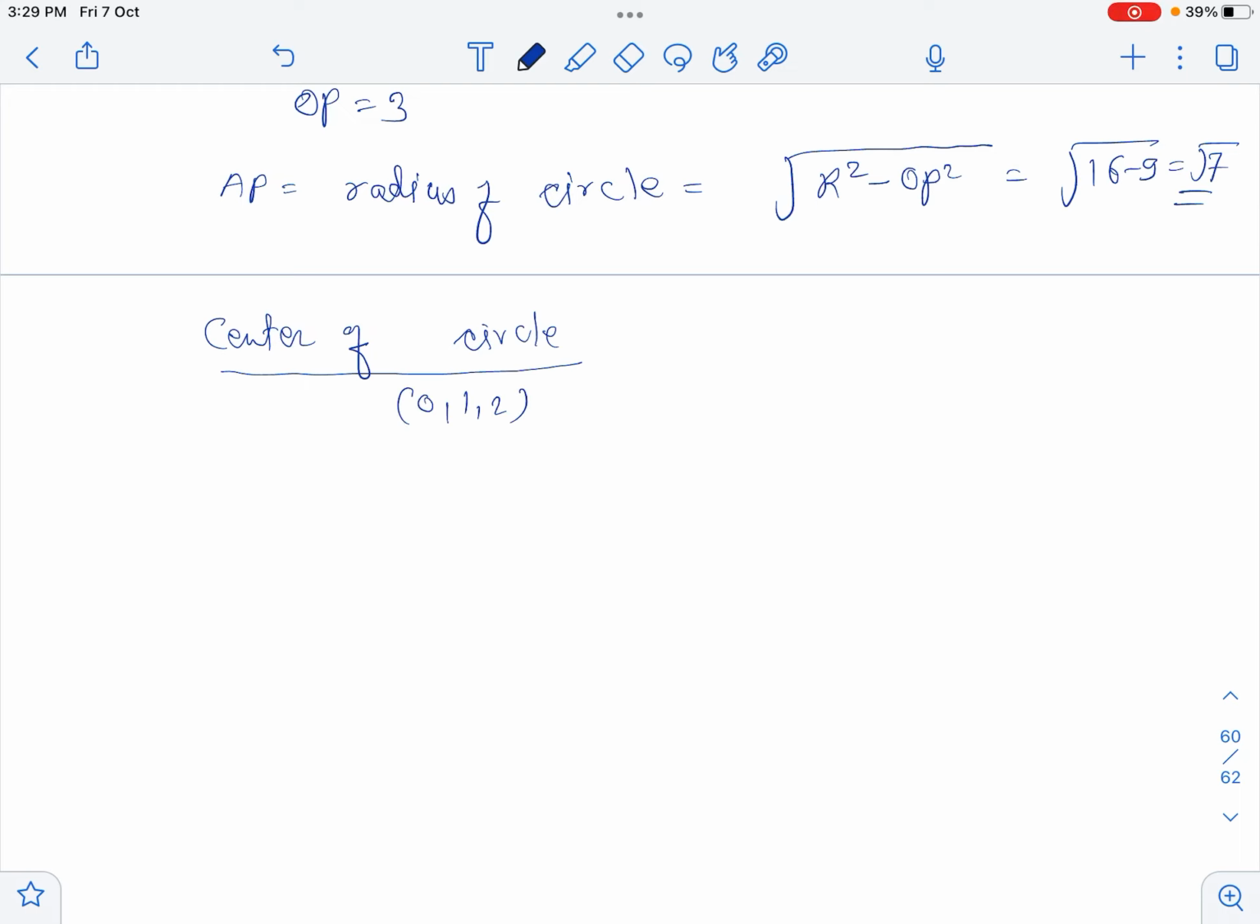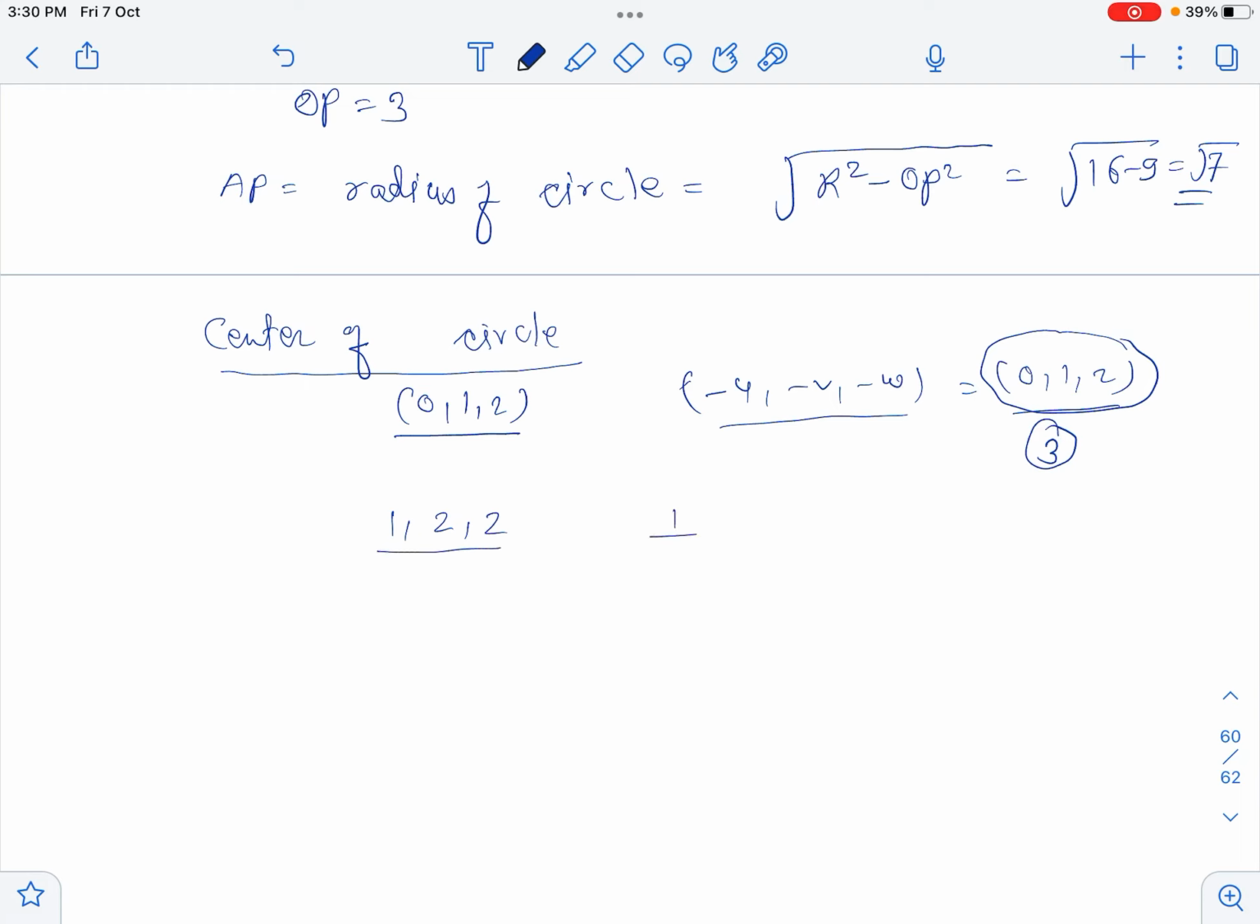O is given by (0, 1, 2), because it is minus u, minus v and minus w, the center of the sphere, which is equal to (0, 1, 2). And the distance of this point from this plane is 3. And what are the direction cosines of the perpendicular of the plane? It is 1, 2, 2.